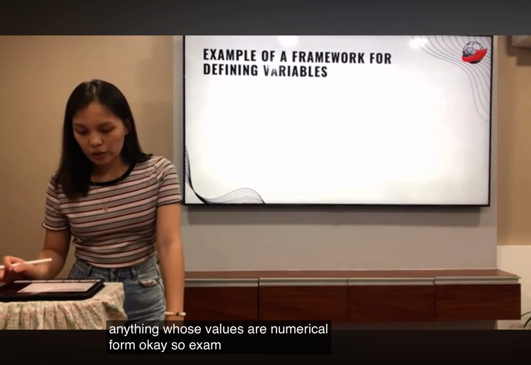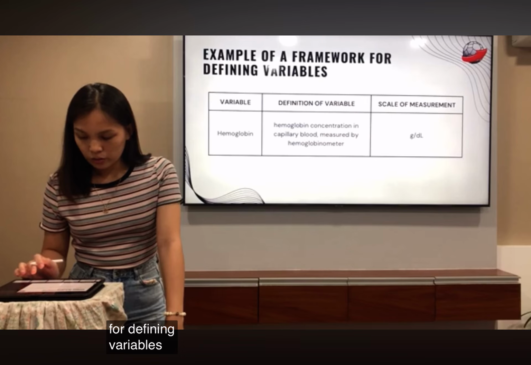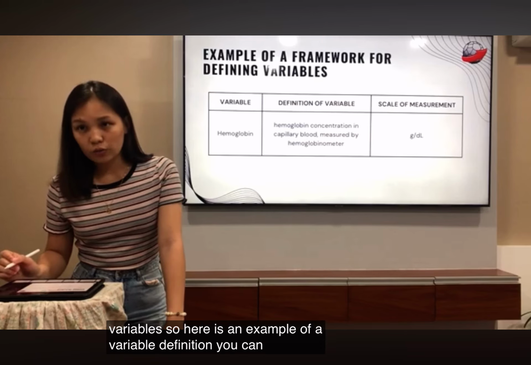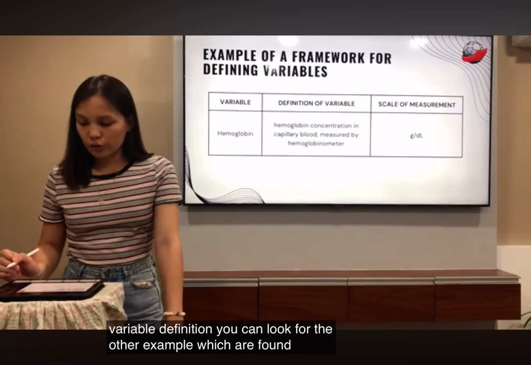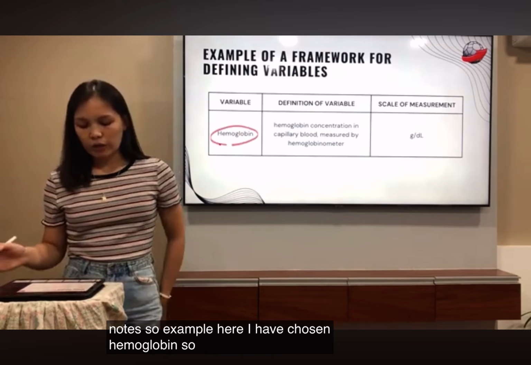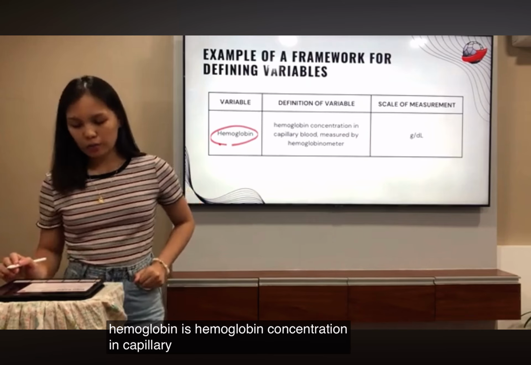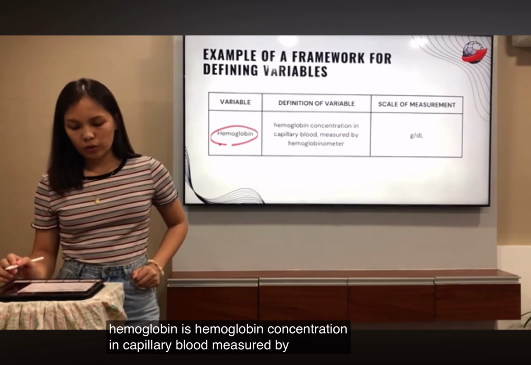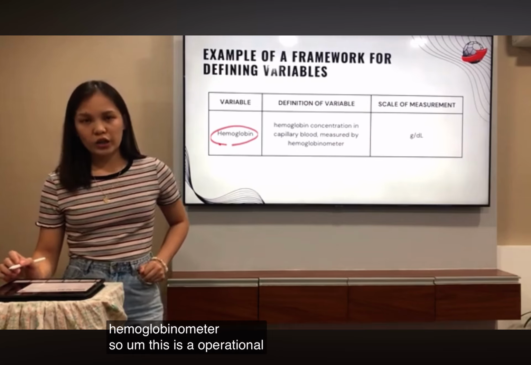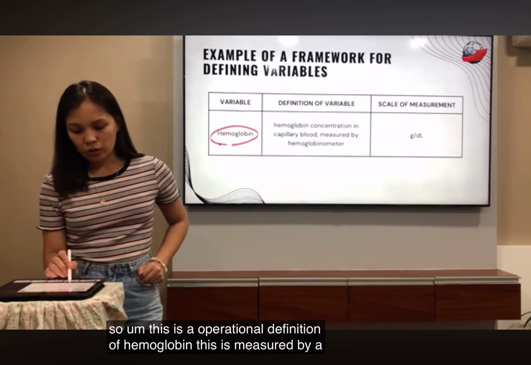Okay, so an example of a framework for defining variables. Here is an example of a variable definition. You can look for the other examples which are found in your notes. In this example, I have chosen hemoglobin. The definition of hemoglobin is hemoglobin concentration in capillary blood measured by hemoglobinometer. So this is an operational definition of hemoglobin. This is measured by a hemoglobinometer.